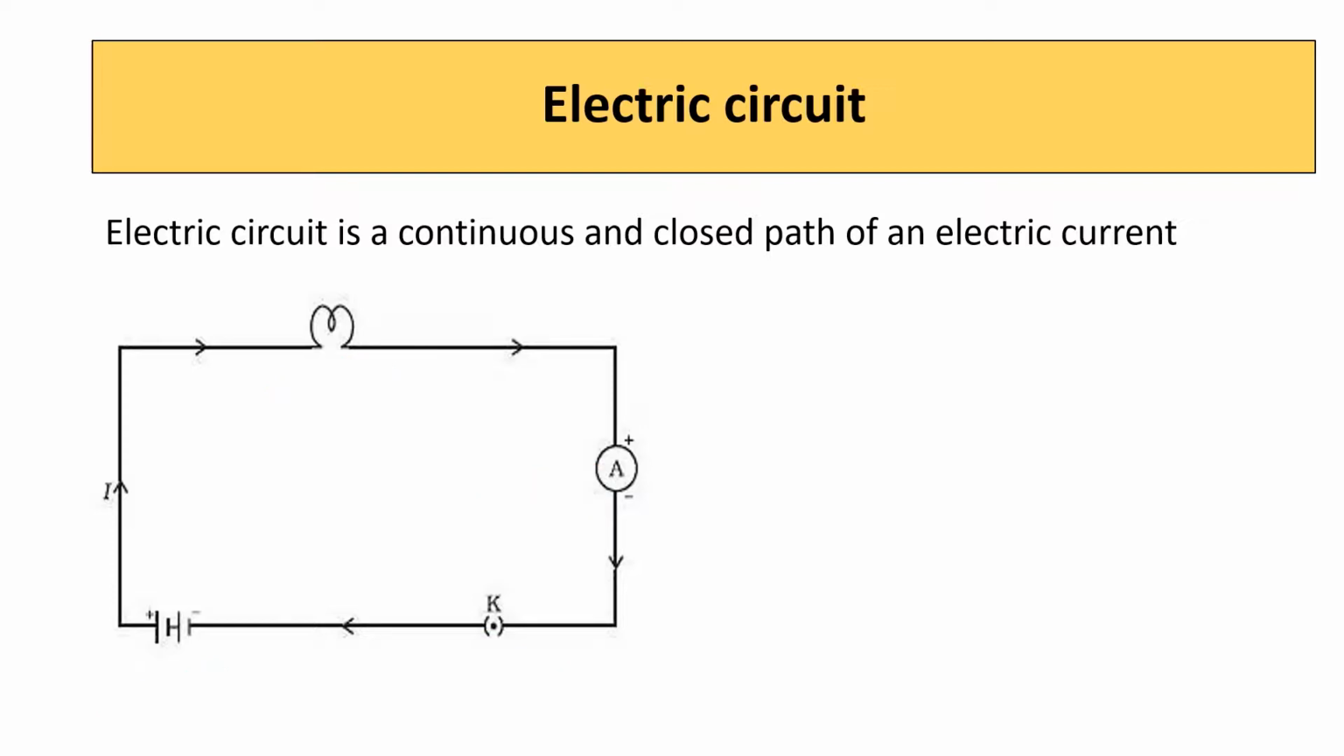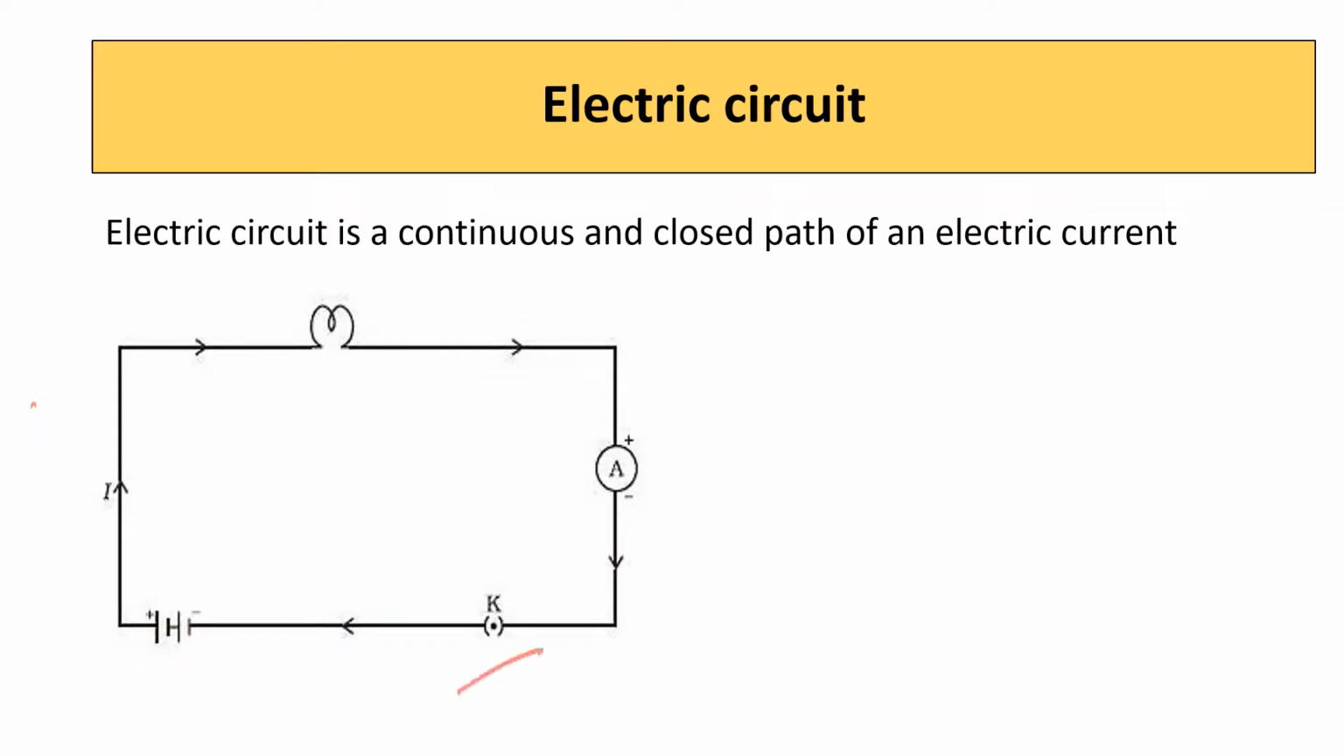Conventionally, the electric current flows from the positive terminal of the battery. This is the direction of the electric current. You can see from the diagram, it is a closed path. It is starting from this positive terminal, it goes in this way and it comes back to the negative terminal of the battery.